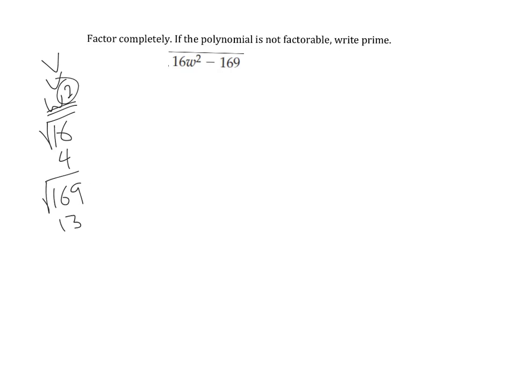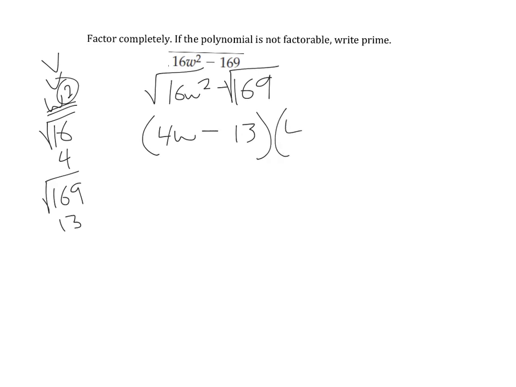So what we do here is we take this 16 w squared minus 169. We square root the whole thing. We know that the square root of 16 is 4, and the square root of w squared is just w. We'll square root the 169, which we found out was 13. Alright, there we go. Then we take that and we replicate it again. And notice that the signs are different.